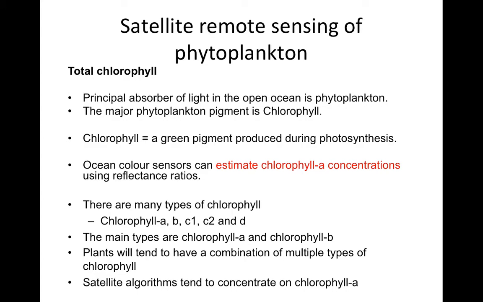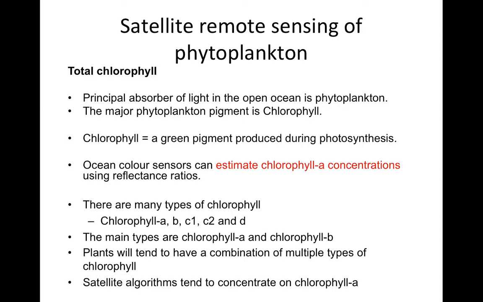The reason why they work is that the principal absorber of light in the open ocean are phytoplankton, and the major pigment within these phytoplankton is chlorophyll A. Chlorophyll is, as I'm sure you know, a green pigment produced during photosynthesis. So just as you have photosynthesis with plants on land, you also have it at sea. And so these ocean color sensors are used to estimate the chlorophyll A concentrations. The sensors measure the amount of light that leaves the water, and from this they can use empirical algorithms to estimate the total chlorophyll A within the surface water.